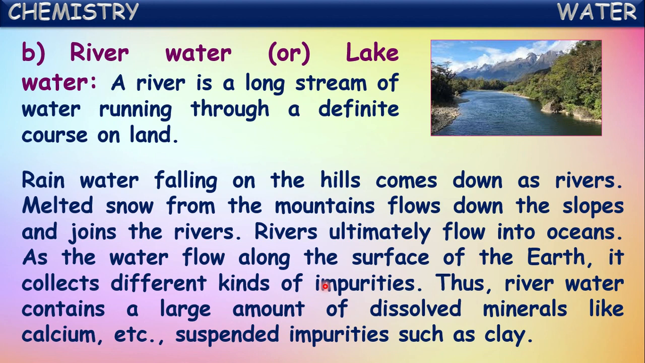So rivers ultimately flow into oceans. As the water flows along the surface of the earth, it collects different kinds of impurities. Thus, river water contains a large amount of dissolved minerals like calcium, etc., and suspended impurities such as clay. So, as these rivers flow from one place to another, they dissolve many impurities along the way. So they contain different minerals and even clay particles in them. So we can say it is also an impure form of water.